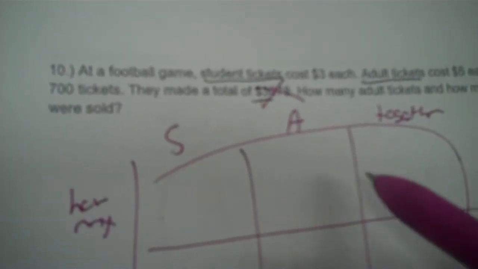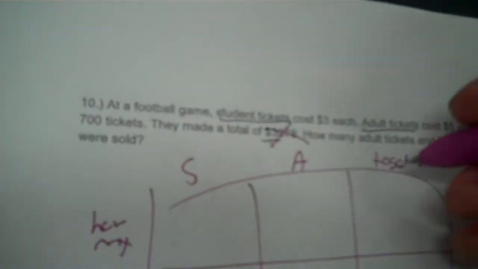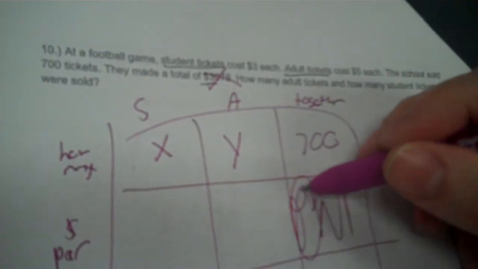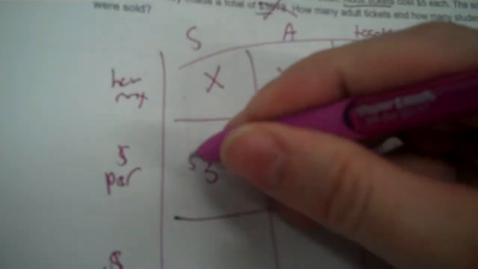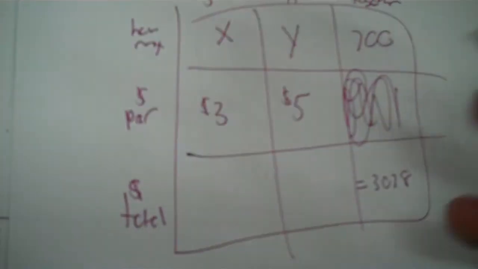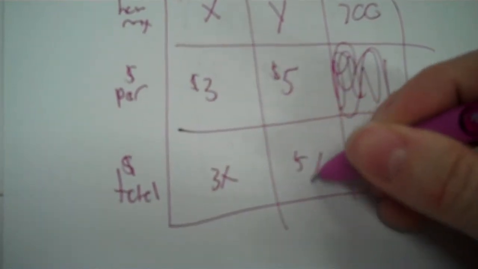Now up here, how many students? Don't know. How many adults? Don't know. Don't put 3 and 5 up there. That's for the money. You know, together you had 700, so if you know the together but not the separate, you put X and Y, 2 separate variables. Dollars per, students are 3, adults are 5. Those are both dollars, so they belong in the middle. Then we have 3x and 5y.